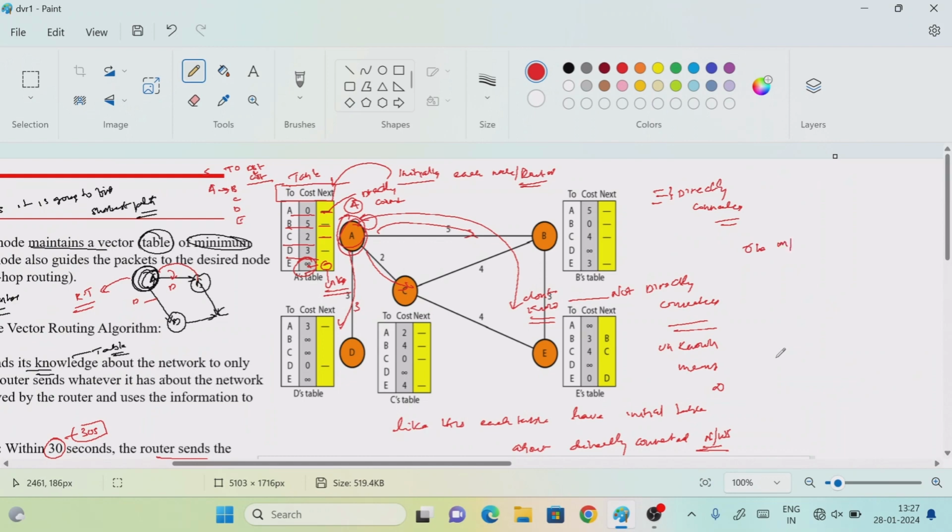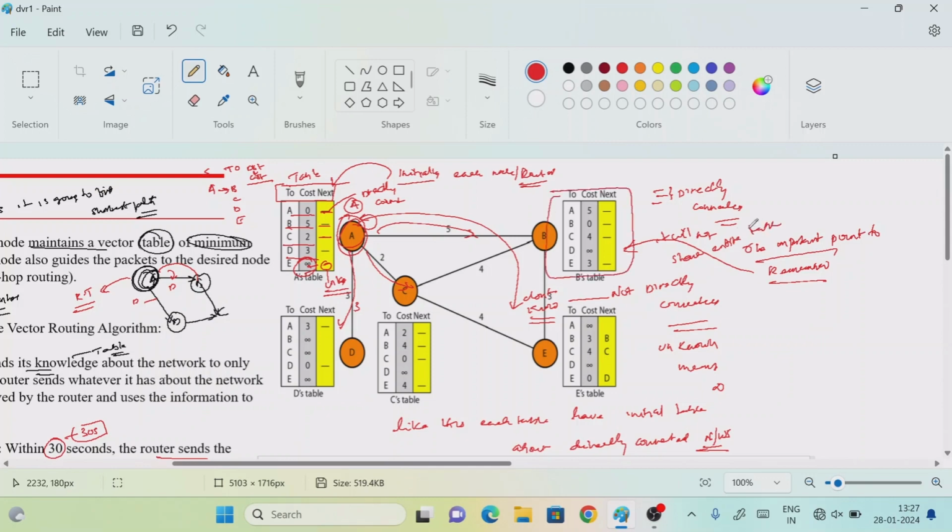Now here, in case of distance vector routing or DVR, one more important point that you need to remember is that in the initialization process, each routing table will have 3 columns. The first one is the address, nothing but the destination. Cost means how many routers in between. Next hop means if you are going via something, that is the next hop address.